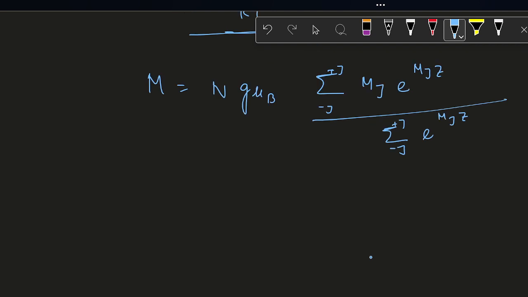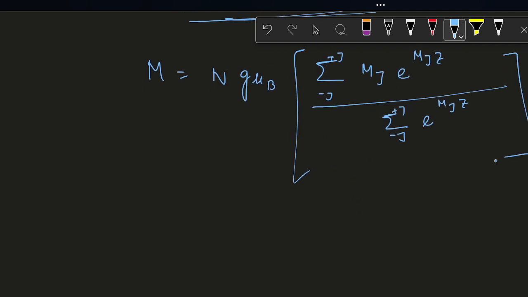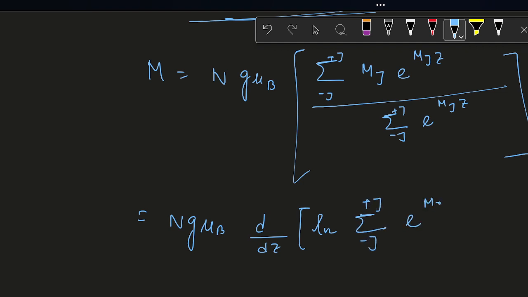Alright, so now you just have to solve for this summation, for this bracketed part. So this we can write as d by dz of ln of the summation from minus j to plus j of e to the power mj z. Why?